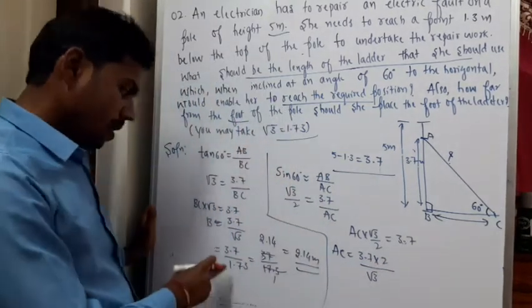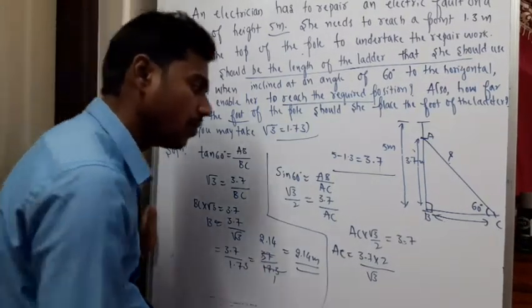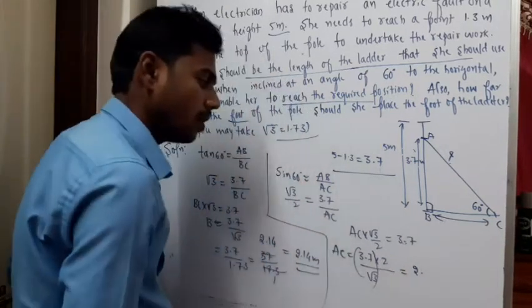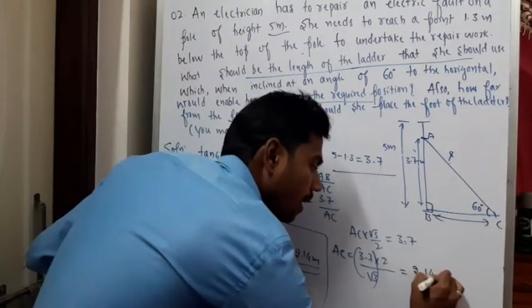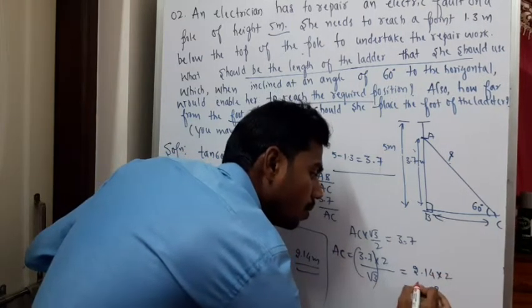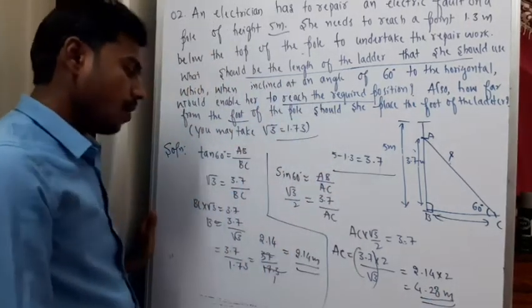Already 3.7 divided by root 3, we have this. That is 2.14. This value we already have. That is 2.14, approximately 2.14 into 2. So 2 4s are 8, 2 1s are 2, 2 2s are 4. That is 4.28 meter.